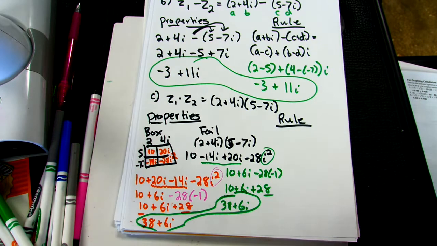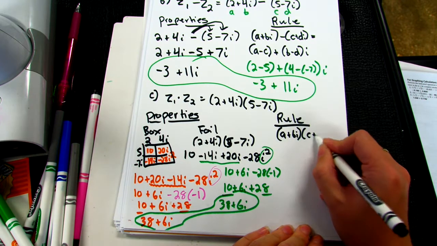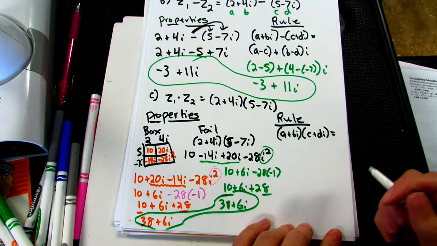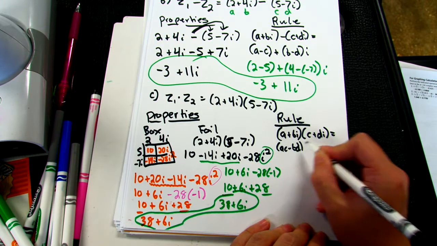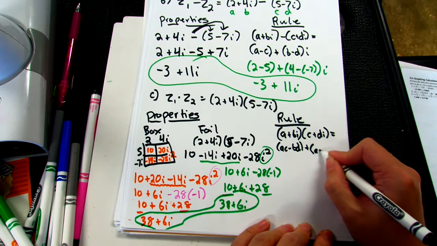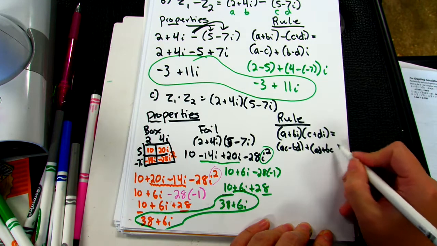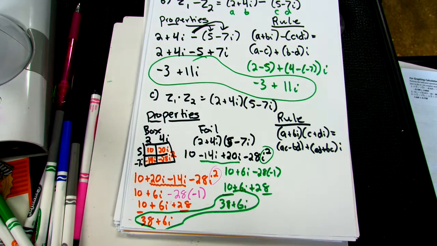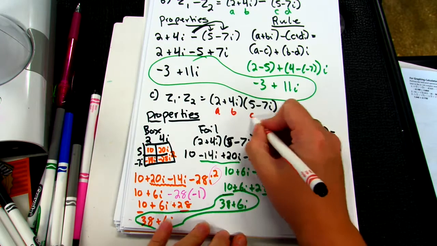The operation rule says that if you have a plus bi times c plus di, you are going to do ac minus bd plus (ad plus bc) times i. Okay, so again, a, b, c, d, we have to know what those are, right? We have to know what those are. So here's a, b, c, d.